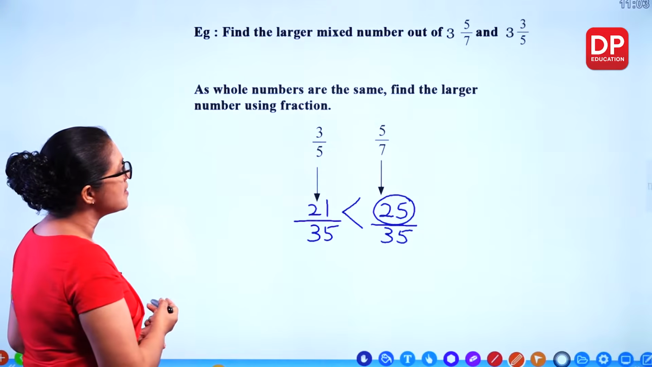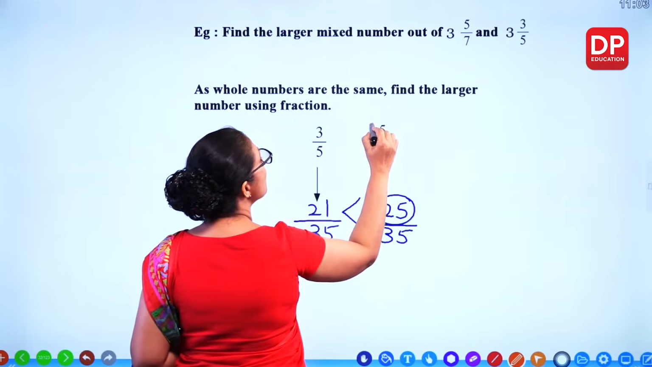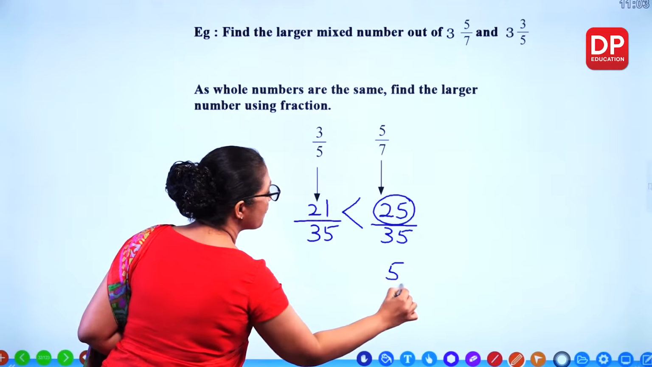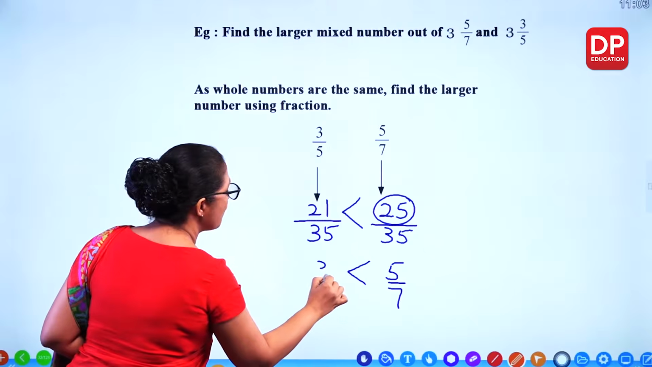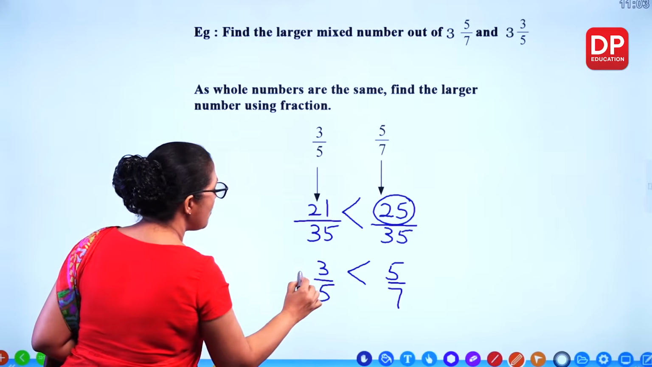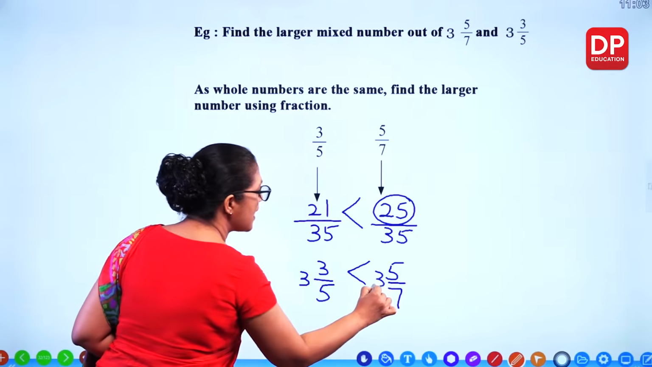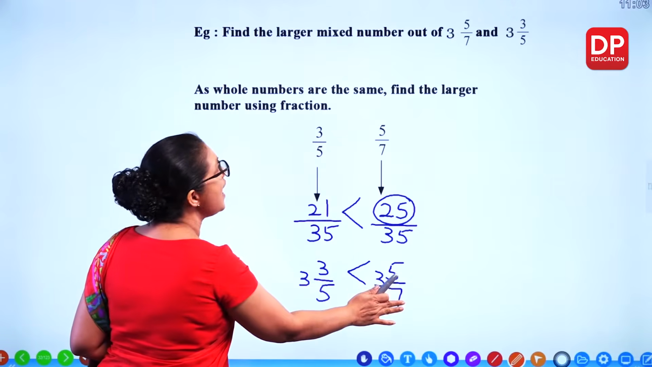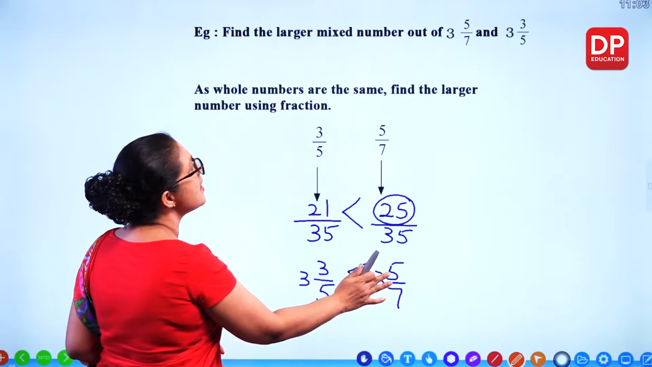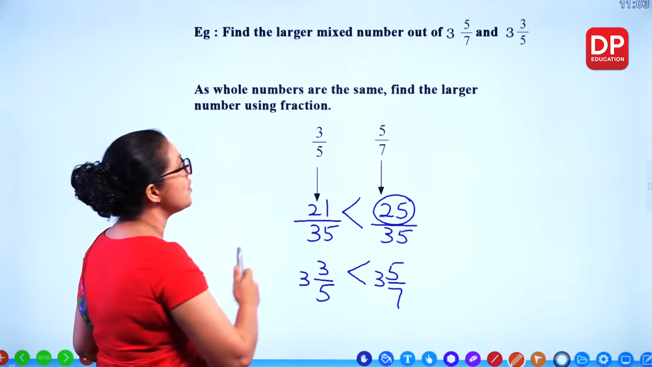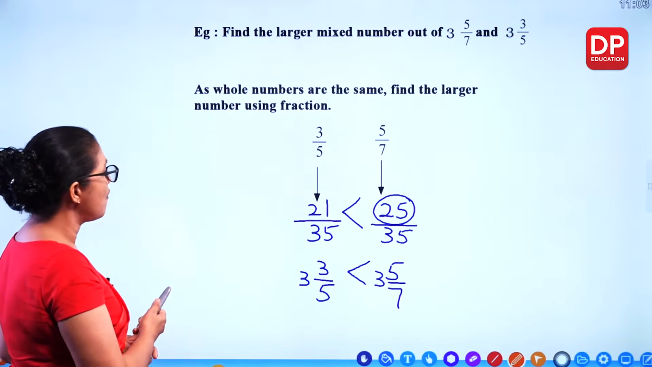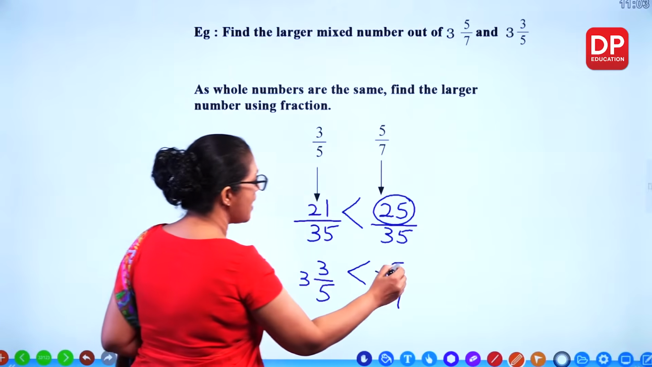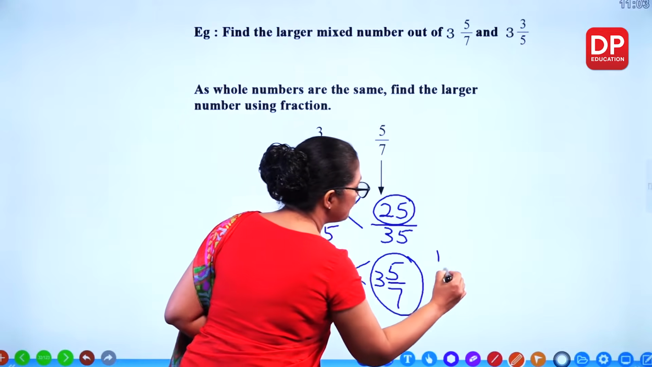So which part is more? This part. So 5/7 is greater than 3/5. When you add 3 to both sides, we can see the same thing. So 3 and 5/7 is bigger than 3 and 3/5. So we can write down this is the larger number.